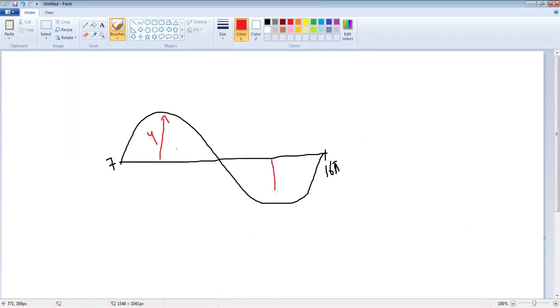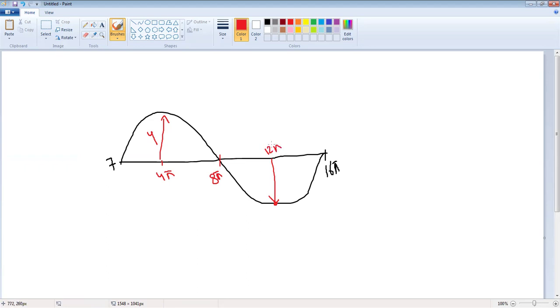So 4 above or 4 नीचे. The question is asking about the minimum point. 16 pi, I can do 4 divisions. This will be 8 pi. If I wanted the maximum point, 8 pi को भी आधा करो, I would have had to go to 4 pi, 4 pi, 8 pi, and then 12 pi.